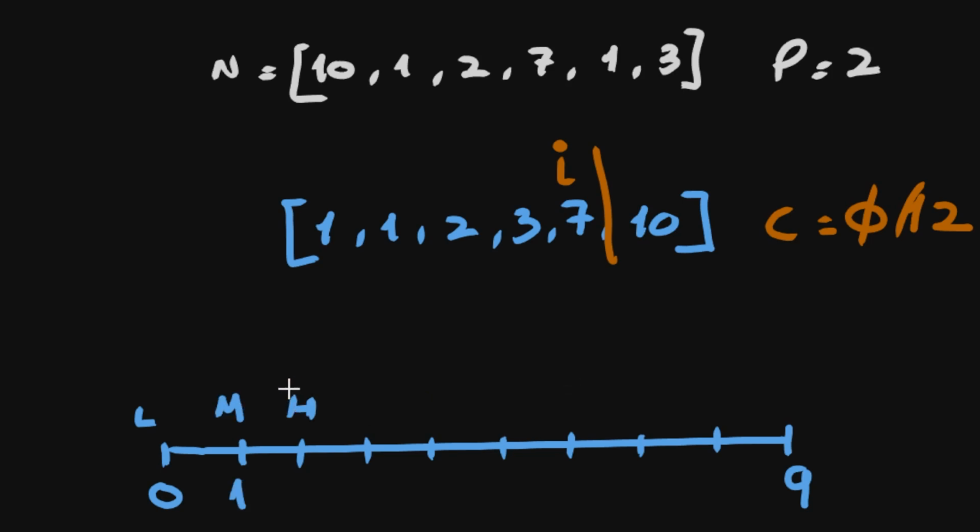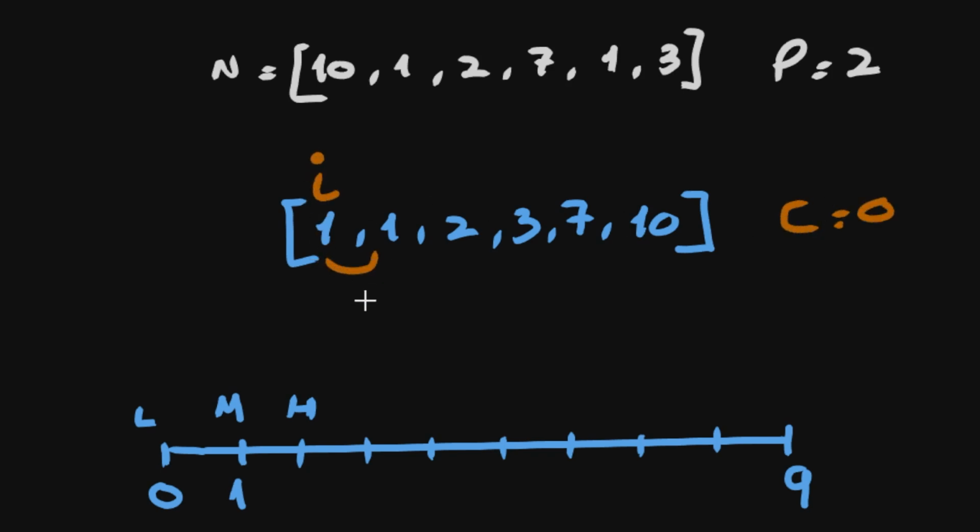So now the high pointer is at 2, the low pointer is still at 0, and the mid pointer is here at 1. So we are doing this same process with 1 as the limit. So we do the same here. Initially the count is 0, the high pointer is here at index 0, and we are comparing 1 and 1. The difference here is 0.